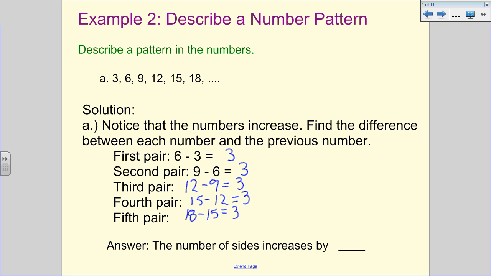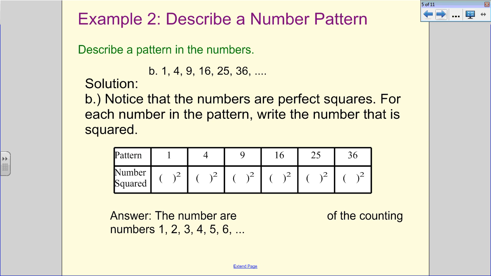is 3. So if we look at our answer here, it's not the number of sides, but the answer to that one is each number is 3 more than the previous. That's what we're looking for when we're talking about these number patterns. You're telling me what each number is doing.